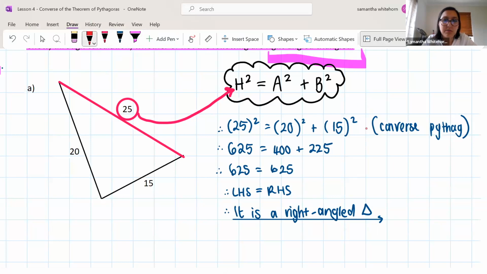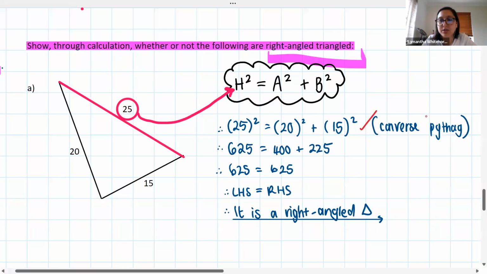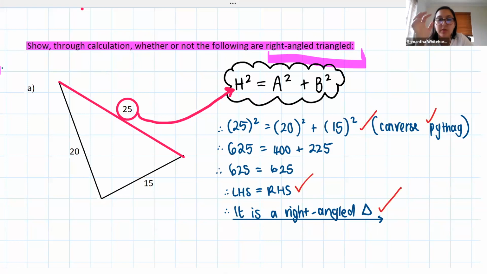Sean, how many marks? So substitution, reason, showing that the left is equal to the right, and your conclusion. So anywhere between 3 and 4 marks. Leto, I don't really understand what your question is. You said, I'm sorry, you said we must use converse Pythag. Yes, because we're proving that it's a right angle triangle.